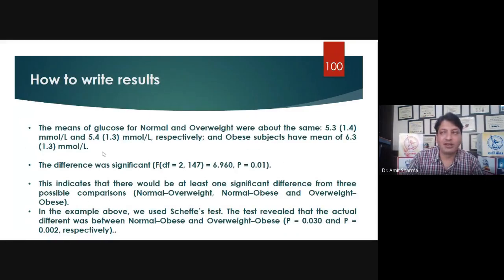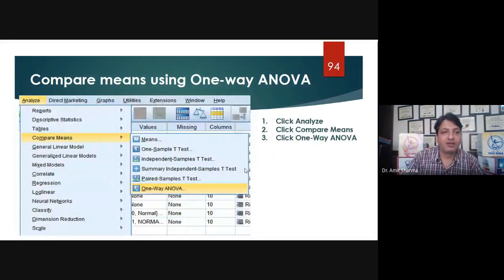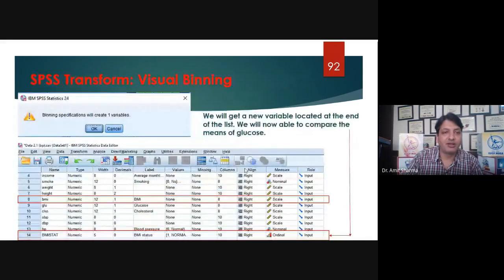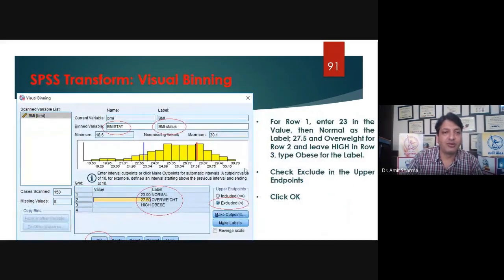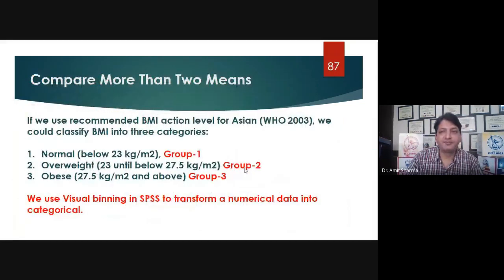And these are the guidelines for how to write the results. So when I take the presentation tomorrow for one way ANOVA, through transform and visual binding, we can proceed.